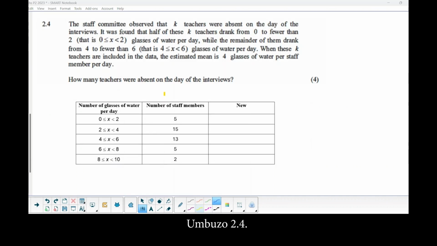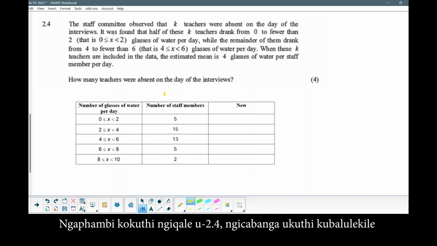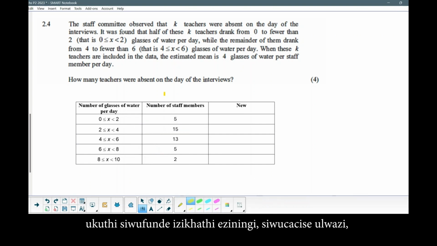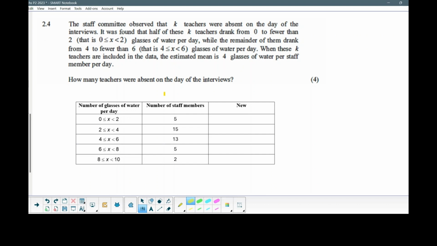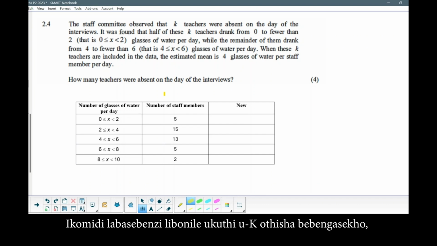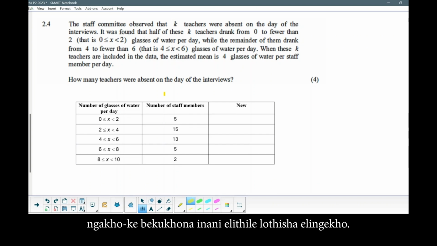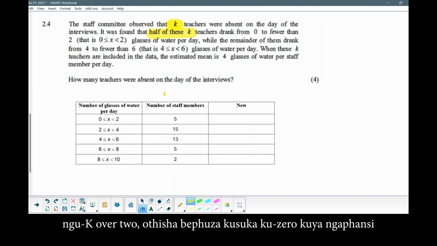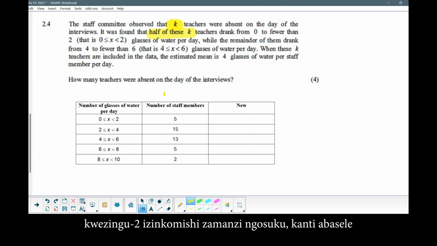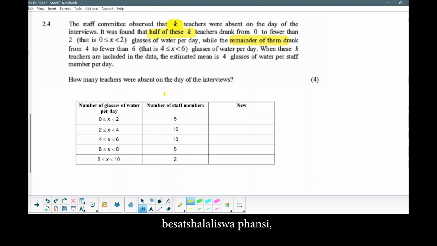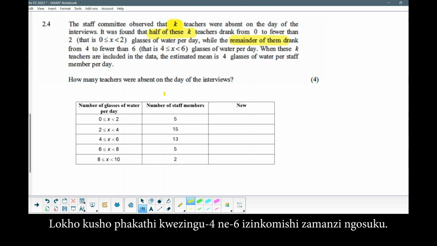Question 2.4. So before I start 2.4, I think it's essential for us to read it a few times and see what it's saying, decipher the information, and then look at the solution. The staff committee observed that K teachers were absent, so there were a number of teachers that were absent on the day of the interviews. It was found that half of these K, meaning K over 2, teachers drank from 0 to fewer than 2 glasses of water per day, while the remainder of them, we'll work that out in a minute, drank from 4 to fewer than 6, that means between 4 and 6 glasses of water per day.